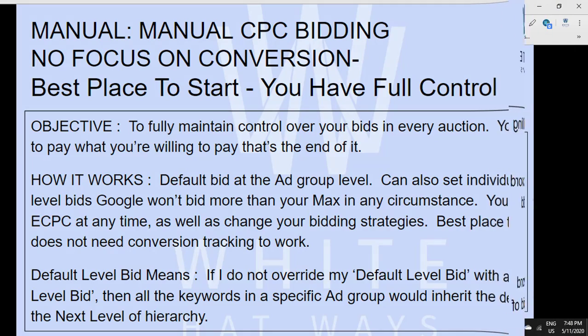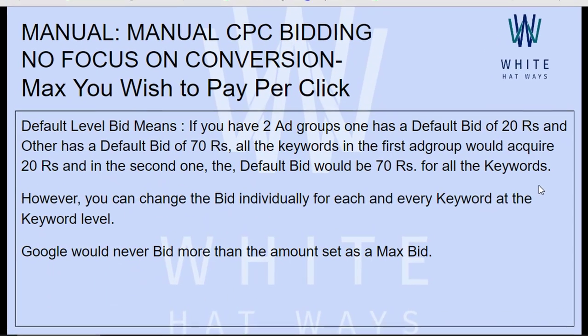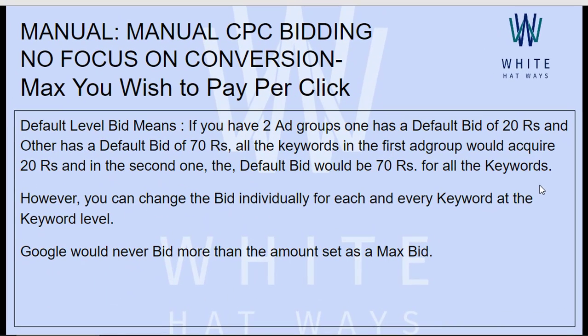Now let's move on to the next slide. What it says is, if you have two ad groups, one has a default bid of 20 rupees and the other has a default bid of 70. So all the keywords under the ad group which has a 20 rupees default bid would acquire 20 as the default bid, and those under the ad group which has a default bid of 70 would acquire 70.